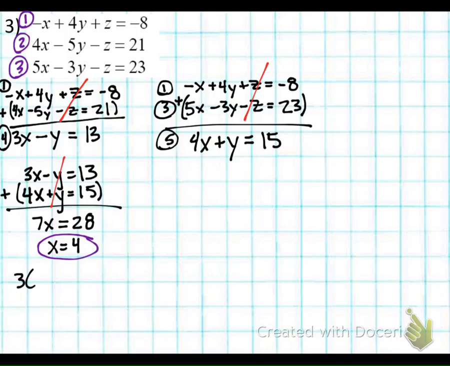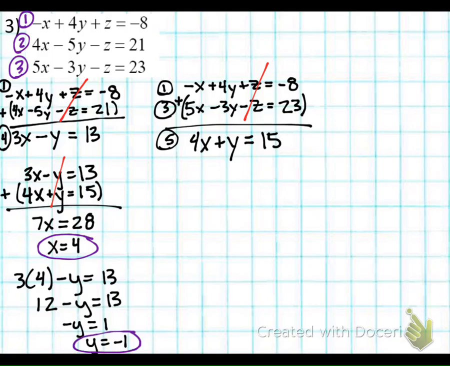Okay, so if I plug that back into the first equation, I get 3 times 4 minus y equals 13. So 12 minus y equals 13, which tells me negative y equals 1, so y equals negative 1. Okay, now I have two of the variables solved for, and I can move on to my next step, which is step 3, to substitute those two values into one of the original equations to solve for the third variable.